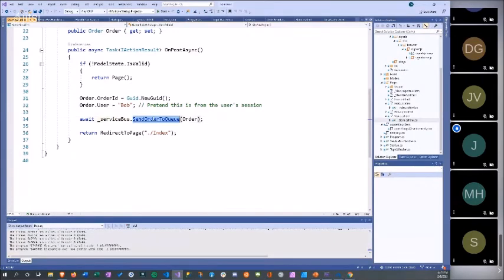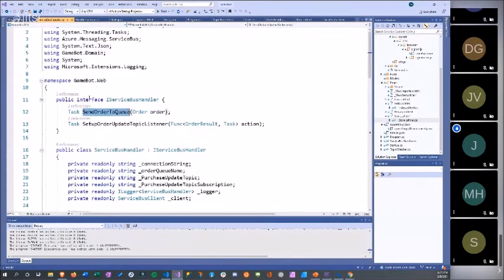And so what we're going to do is send this to the queue. And what I like to do as a general rule is, for any kind of infrastructure, I like to add an interface to just kind of separate the application from the infrastructure.